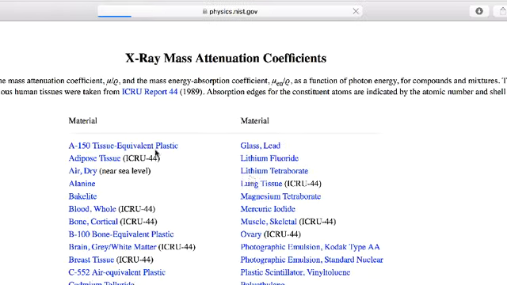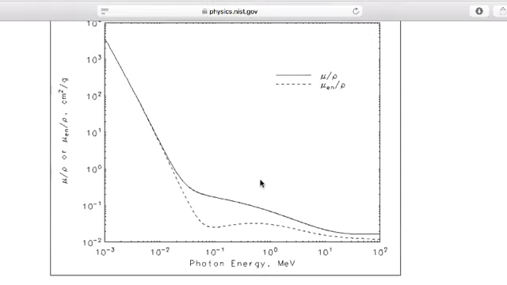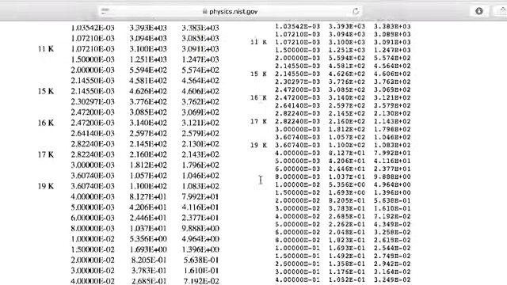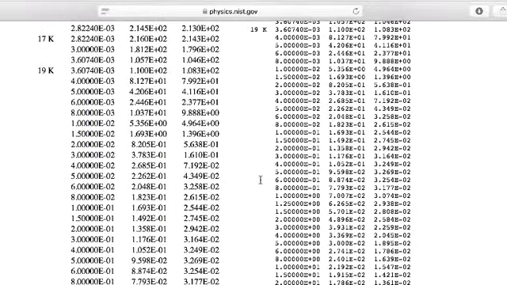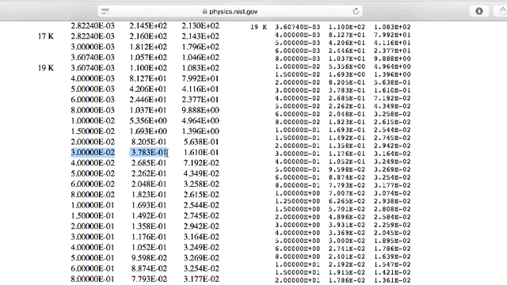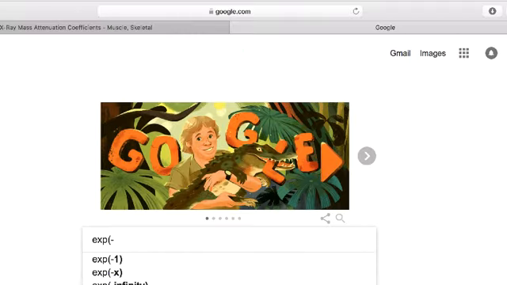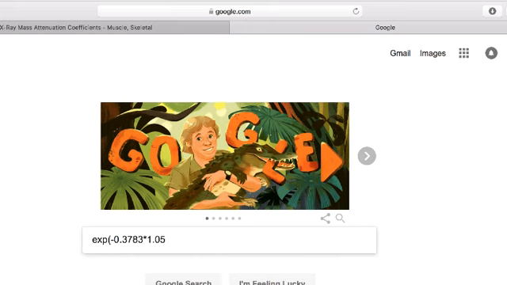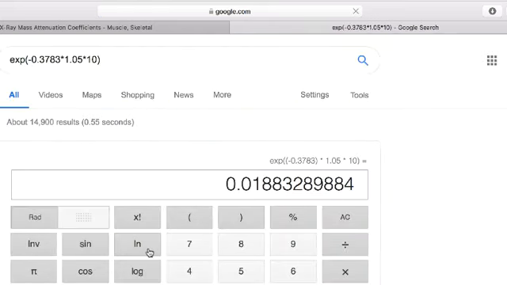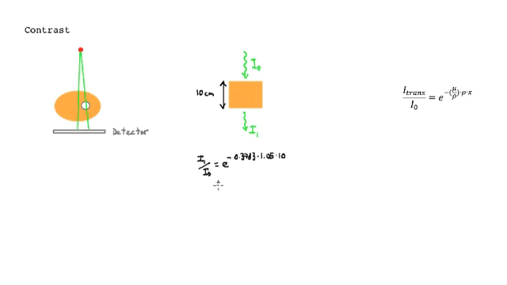So here's the NIST website. I'm looking up muscle here, and I'm going to have to pick an energy. So I'm looking up mu over rho here. And you'll see it's 0.3783 at 30 keV. That's mu over rho. And so I multiply by the density, 1.05, times 10 centimeters. So let's type these in and plug and chug. And you see it's 0.0188. So let me write that here.